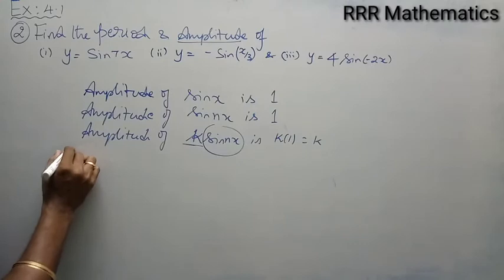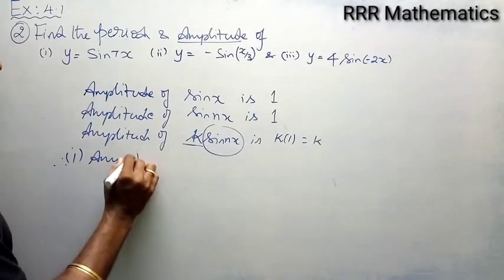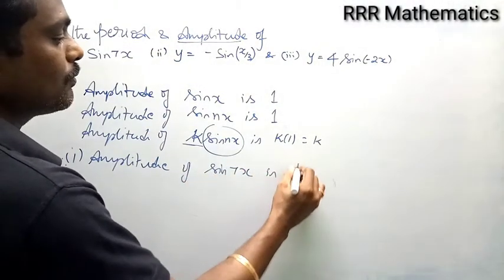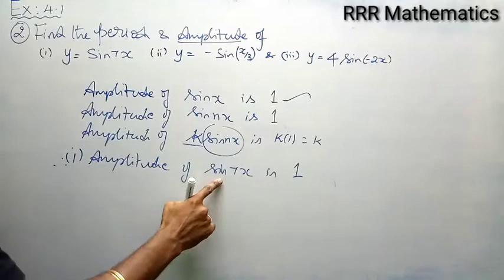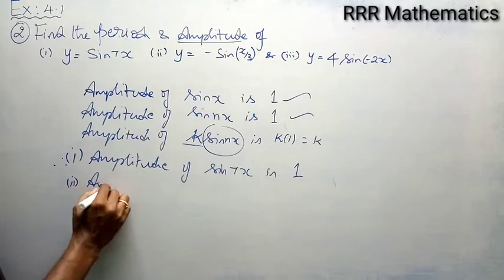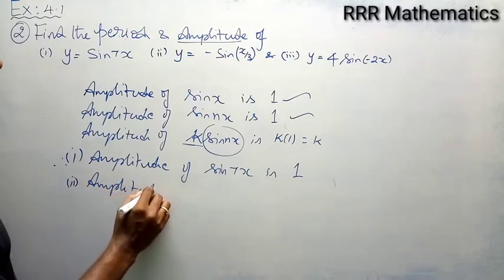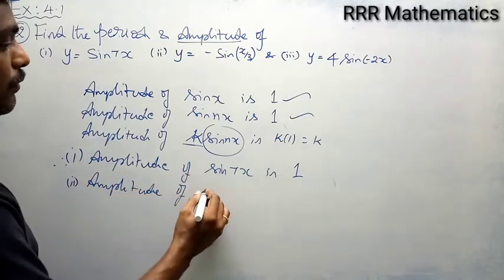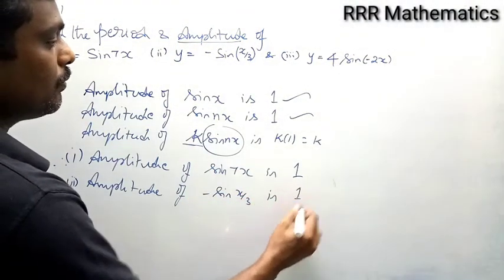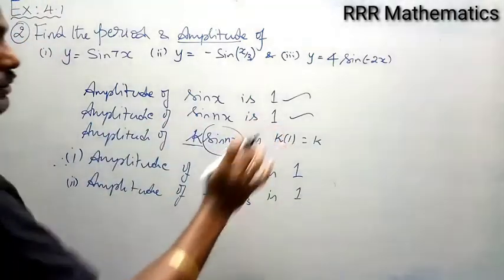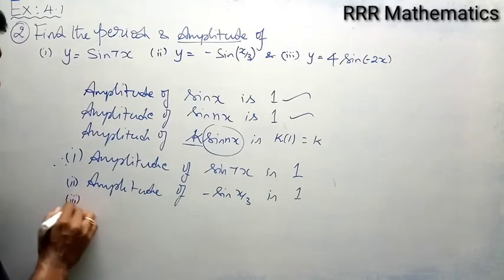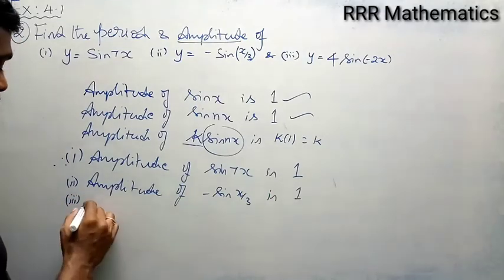So therefore case 1, amplitude of sine 7x is 1. Got it? Amplitude of sine 7x is 1. Second case, amplitude of minus sine x by 3 is also 1. Don't bother about the minus. We are talking about amplitude, which is nothing but height, which is positive 1.